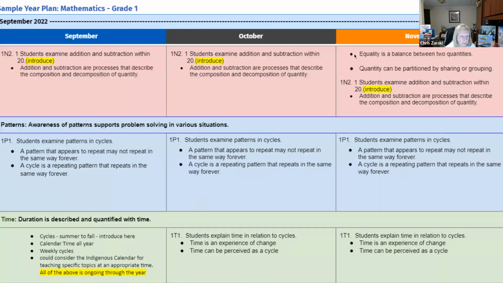Also notice that September, October, November have other colors. Here's the last one that is in number, and it says addition and subtraction within 20 is just introduced. Maybe it's just a 5, maybe it's just a 10. Maybe you've got some high flyers that are ready for 20. But again, this is just a guide, right? It's nothing that's written in stone, because we have the whole year to start unpacking some of these.